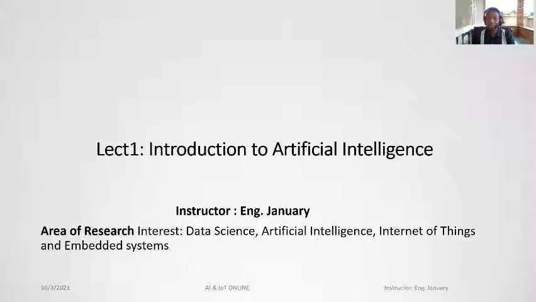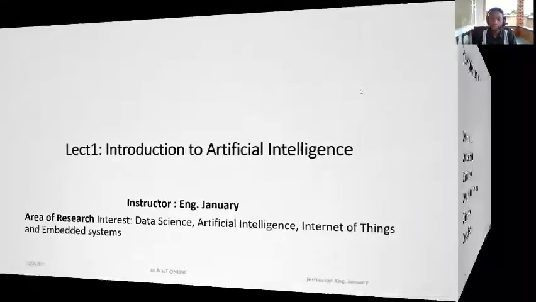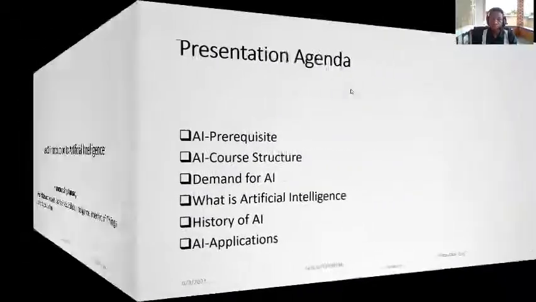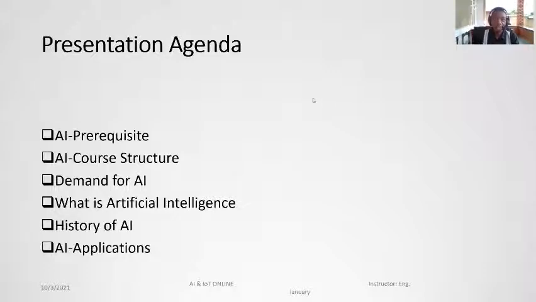So today we are going to talk about artificial intelligence. So let's jump in. We're going to talk about AI prerequisites, AI cost structure, demand for AI, what is artificial intelligence, the history of AI, and some AI applications.